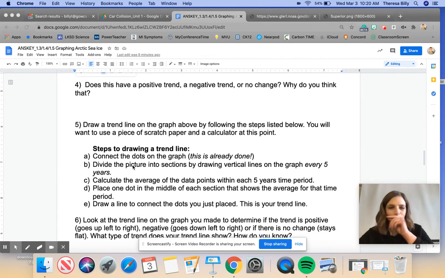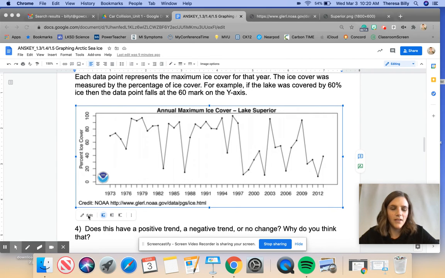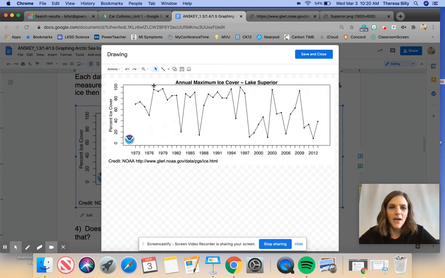Part B, divide the picture into sections by drawing vertical lines on the graph every 5 years. So let me show you how you do that. When you click on this graph, you can click the little edit button down below, and that allows you to draw on the graph. Now we want to put a line that dissects the graph so that there's chunks of 5 years. So here's my little line tool, just a straight up line.